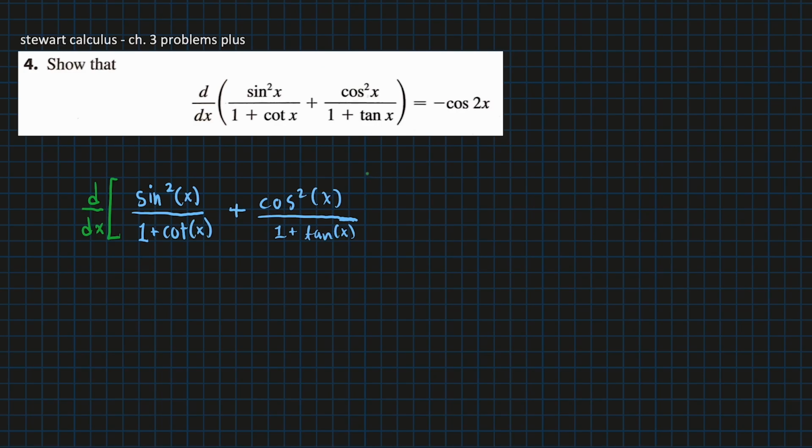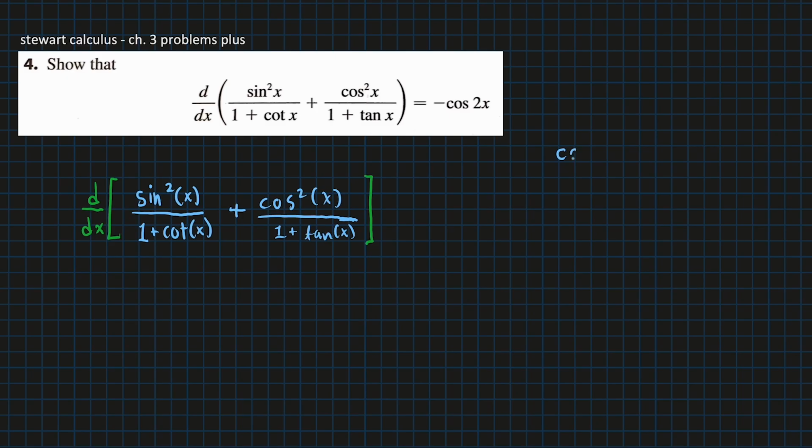So let's start thinking of ways that we can try simplifying or manipulating this expression. I want to take a look at the denominator. Why? Because it's a little more complicated, so there might be ways to simplify this 1 plus cotangent of x or this 1 plus tangent of x. So let's start with what we know.